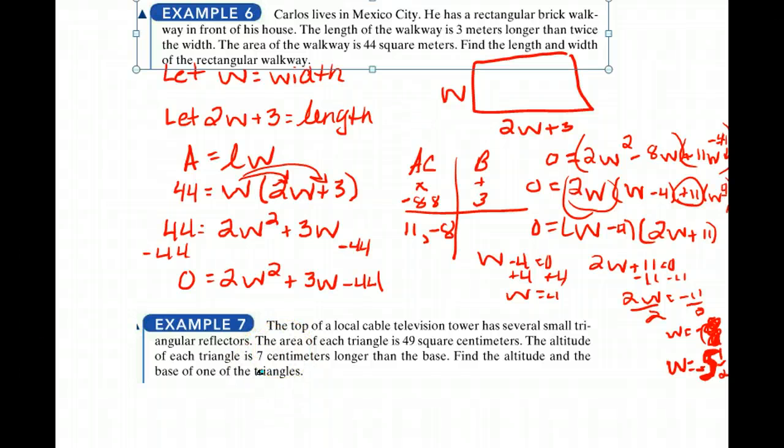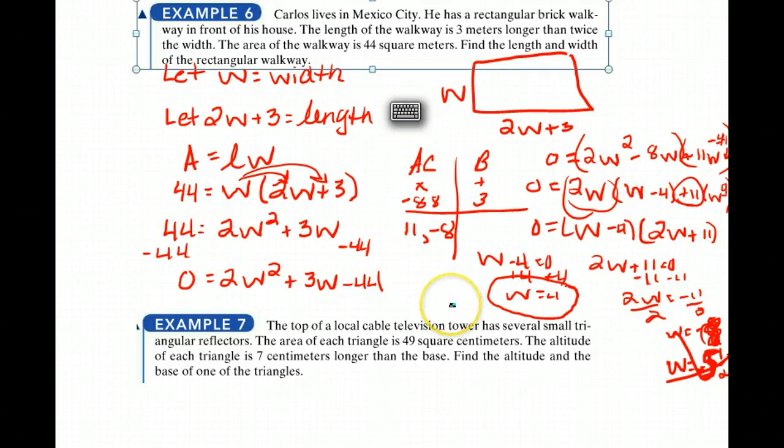Being that this is a real world problem, you have to think about logic. Can you create a walkway that is negative 5 1/2 meters wide? The correct answer there would be no. Our measurements for a sidewalk would always have to be in positive units. So we would throw out that second answer since it's negative. We can't use it. So that means that the width has to be 4.